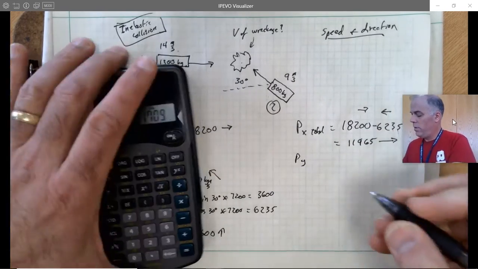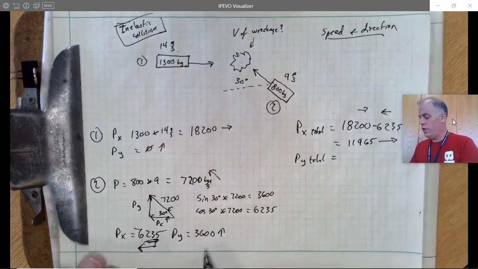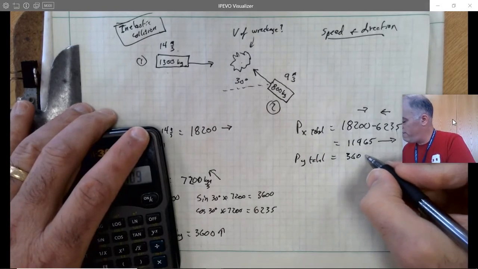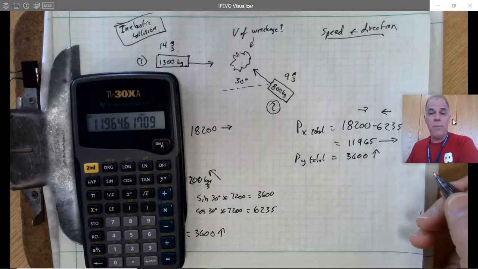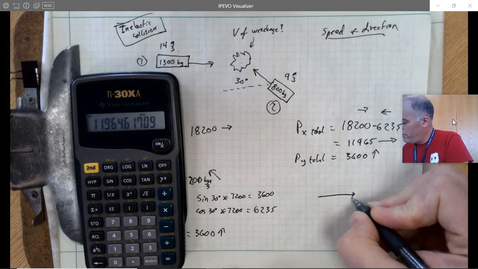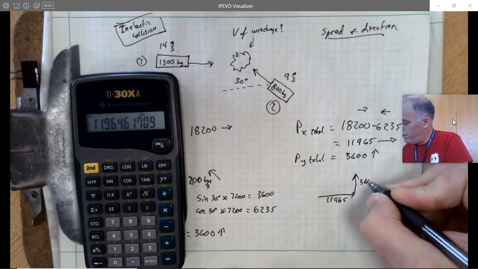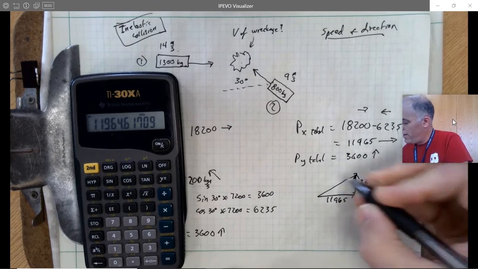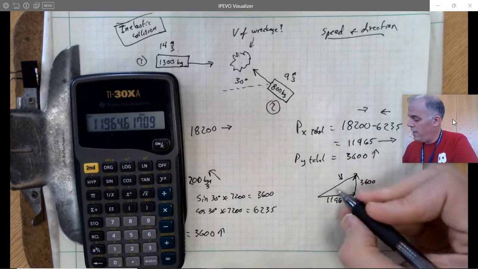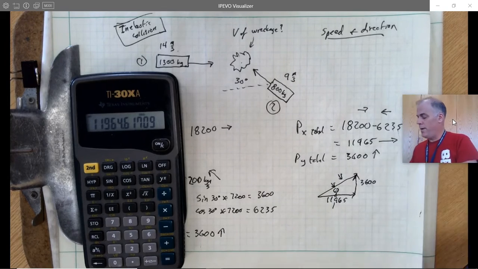The total vertical, the Y momentum, is just what car number 2 brought into it. So that is 3,600, and that is up. Now we make a triangle out of this to see how it works out, and we have 11,965 on this side and 3,600 on this side. We are going to try to find the total momentum, which will give us a total velocity, and we're going to try to find the angle. Okay, that's what we need.